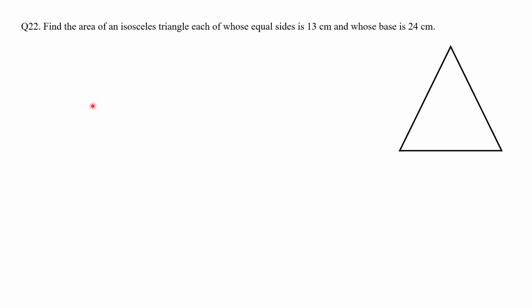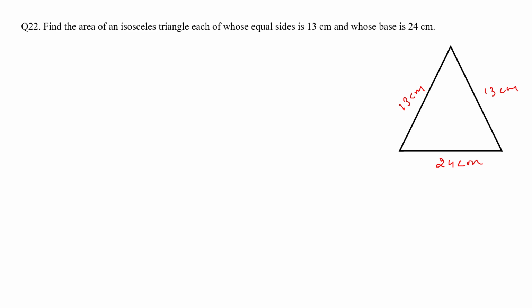So question number 22 is: find the area of an isosceles triangle whose equal sides are 13 and whose base is 24. So I have taken one triangle here. This is an isosceles triangle. Equal side means this is 13 centimeter. This is also 13 centimeter and the base is 24 centimeter. We have to find the area of this triangle. Now see, there is a direct formula also to find the area of the isosceles triangle, but that formula is not given in the NCERT textbook.